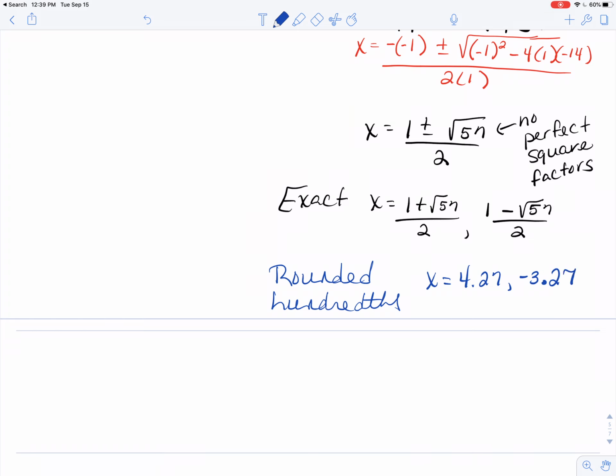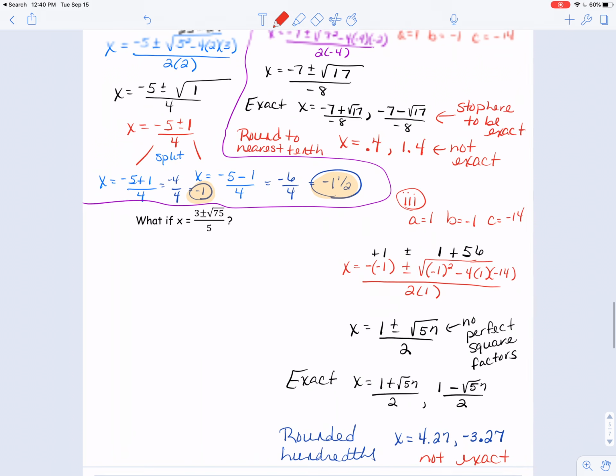So again, I'm losing accuracy when I round. It's not exact, but it's a good approximation. Depends on what you're doing, how exact you want to be. Alright, and there you go. That's how you use the quadratic formula.